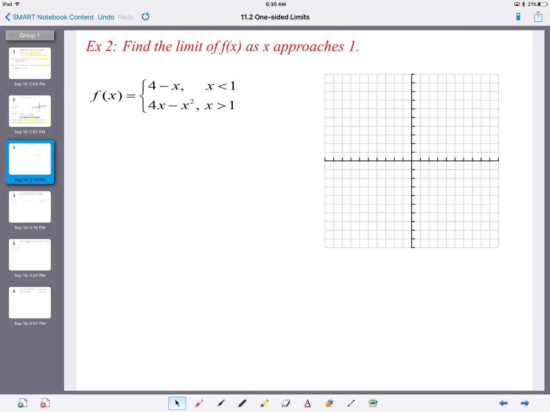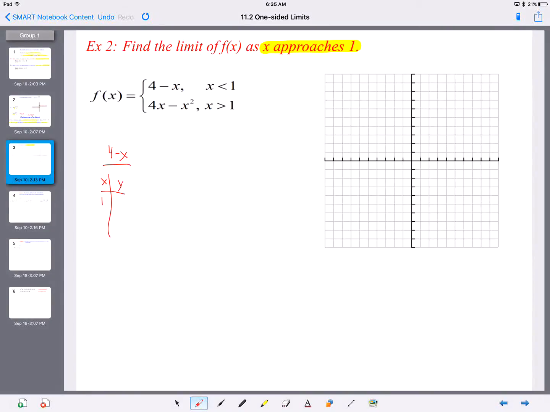So let's move on to another graphing one. Find the limit of f of x as x approaches 1. So let's go ahead and graph, and then we'll go from there. We want values that are less than 1, so we're going to graph 4 minus x. You don't have to do a t-chart, but I'm just showing you the visual.